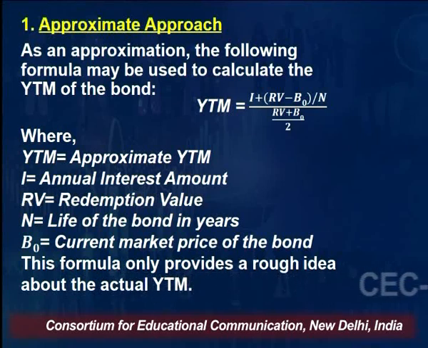So friends, this formula, which we discussed in the previous lecture in detail, gives you an idea of what the approximate yield to maturity will be. That is, if we apply this formula, we can know the yield to maturity. The other is called the trial and error approach.